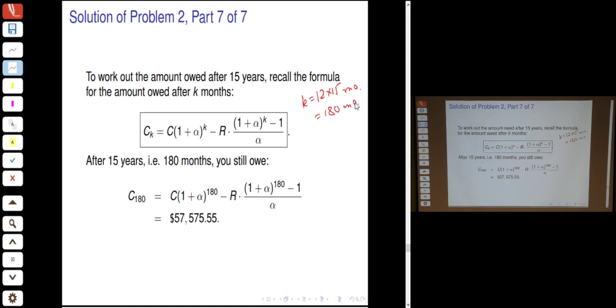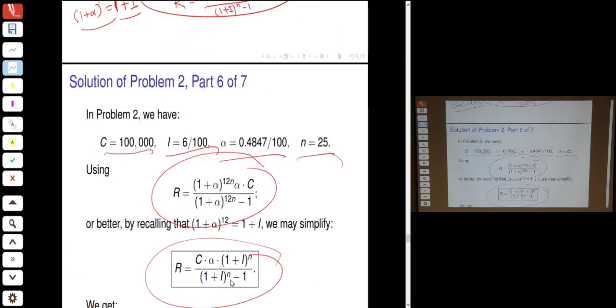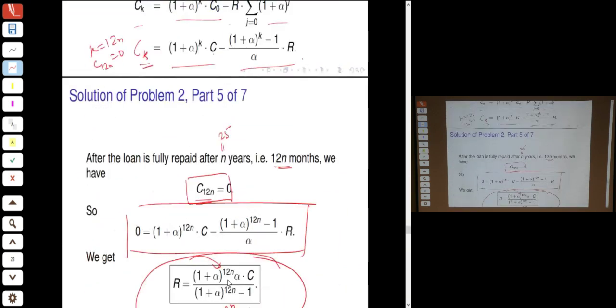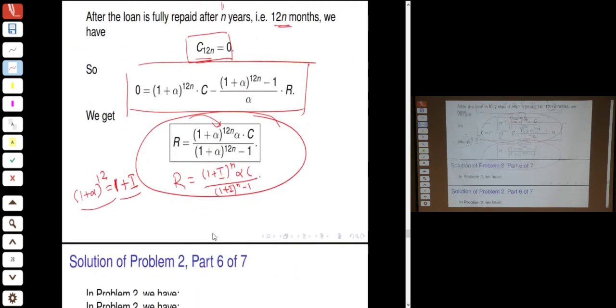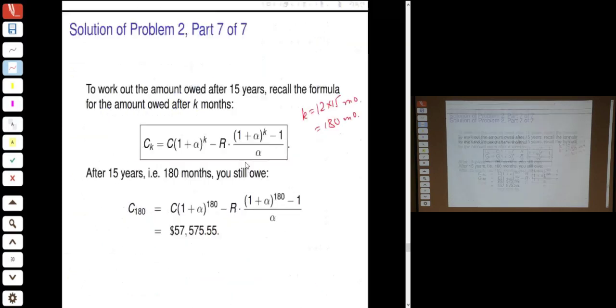So Ck, the amount we owe the bank after k months, as we already saw in the previous slide, is given by this formula. So Ck will be C times (1 plus alpha) to the k minus R times this quantity depending on alpha. Okay. So here it's a simple substitution exercise because C is given to us, it is 100,000.